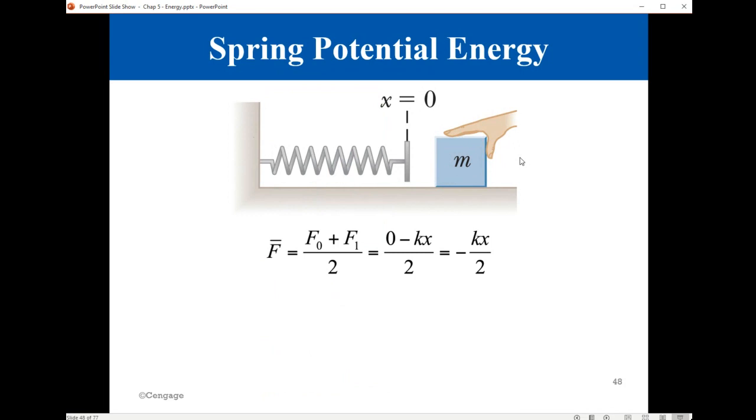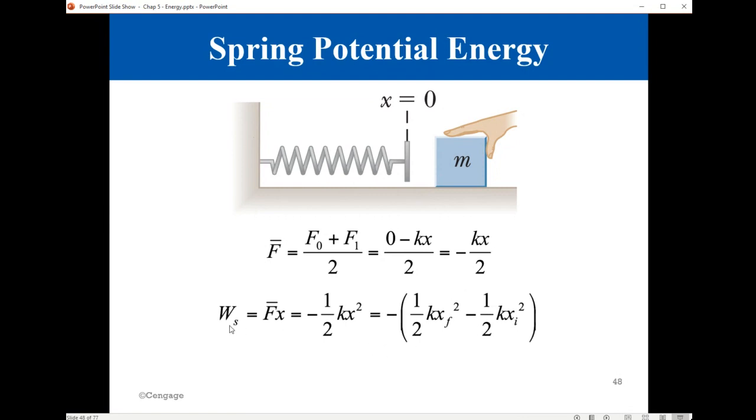For the full cycle, as you compress the spring, you'll be dealing with the average force. The average force is equal to the initial force plus the final force divided by 2. This is the average of two forces. Initially, there was no compression, so the force was 0. When you compress it, the force is minus kx. Divided by 2, the average force is minus half kx.